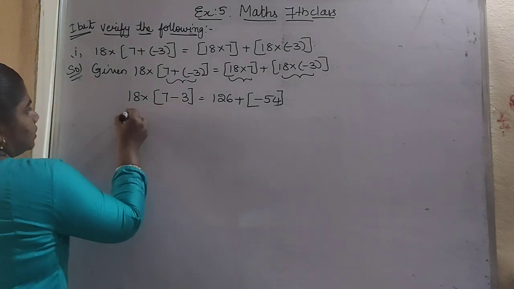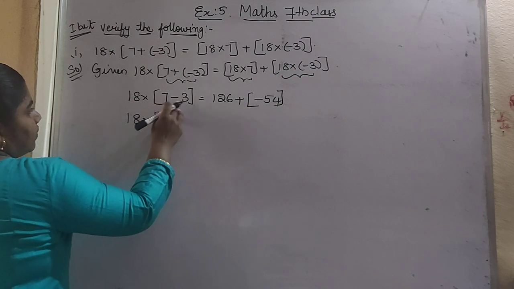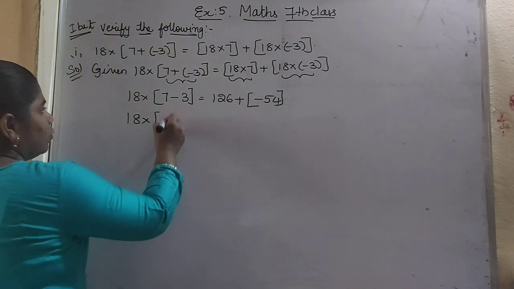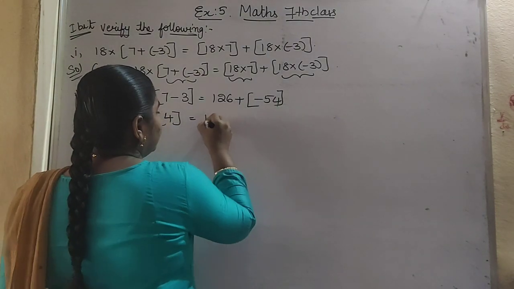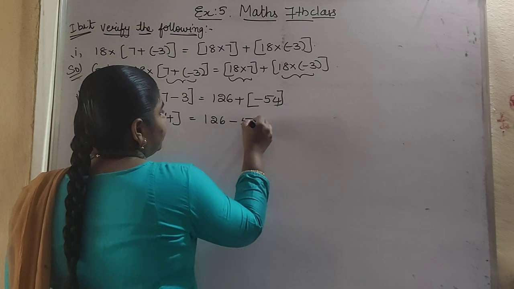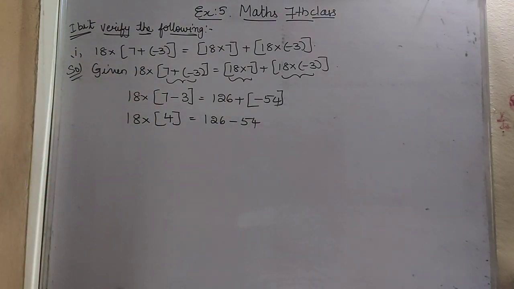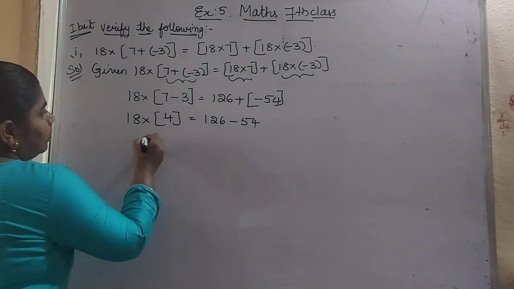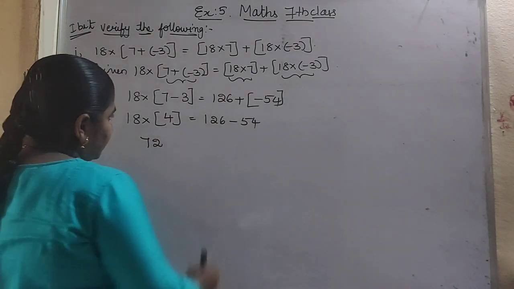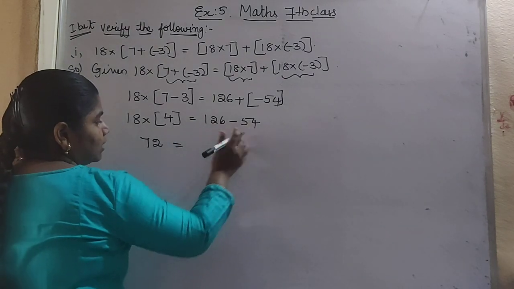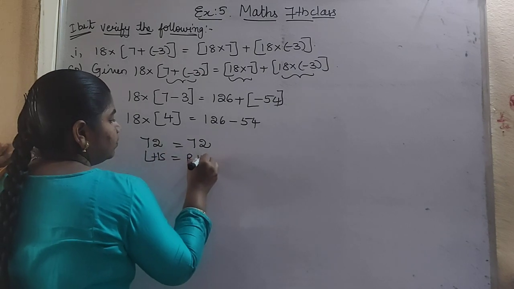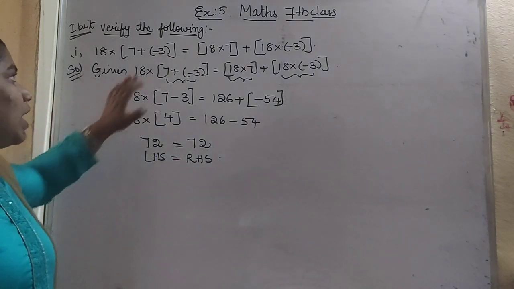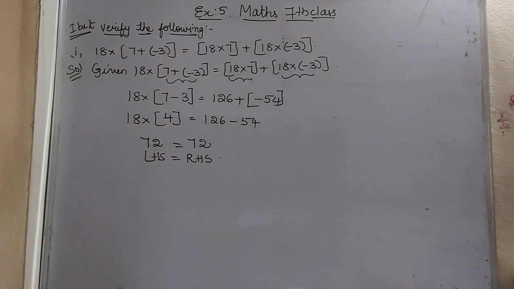Now again solve this. 18 into 7 minus 3. 7 minus 3 is how much? 4. And here you are seeing the double sign, convert into single sign. That is 126 minus 54. So 18 into 4 will be 72, is equals to 126 minus 54, which will be again 72. So here LHS value is equals to RHS value.